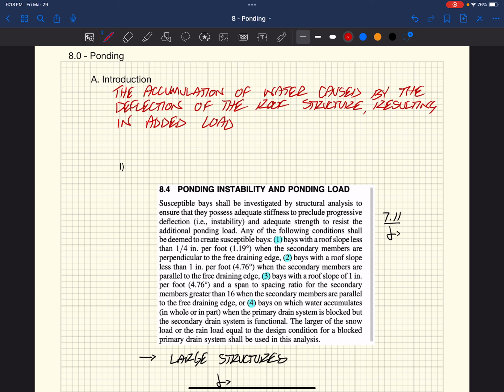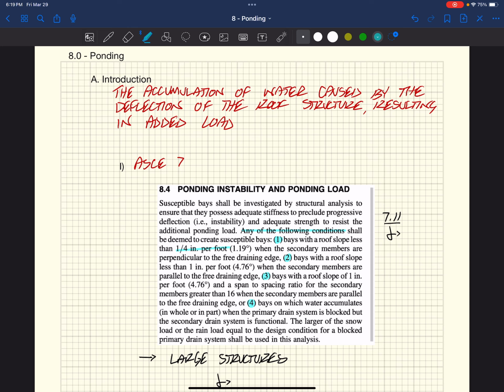So as it relates to ASCE 7, right, they describe this susceptible bay. So any of the following conditions shall be deemed to create a susceptible bay. And in the commentary of ASCE 7, they have some illustrations of what these susceptible bays are. But as we look at this, bays with a roof slope less than 1/4 inch per foot when the secondary members are perpendicular to the free draining edge. So this 1/4 inch per foot is kind of a big delineation that's made in the code.